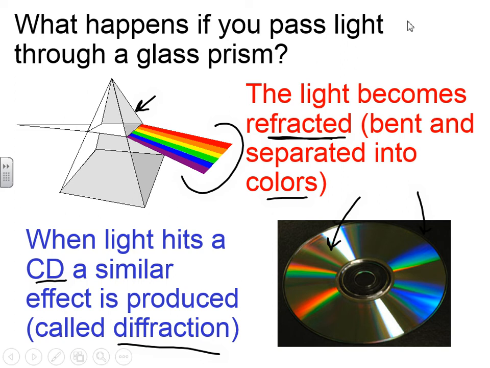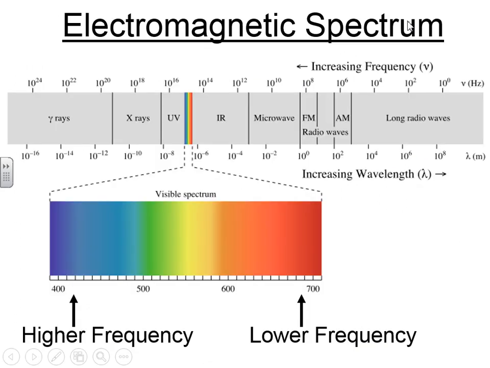Now we're going to take light, all the possible light out there, and show you the different sections of it. The portion that we can see is called the visible spectrum, which is actually a small sliver, a small portion of all the light that's out there. The rest of the light we cannot see.